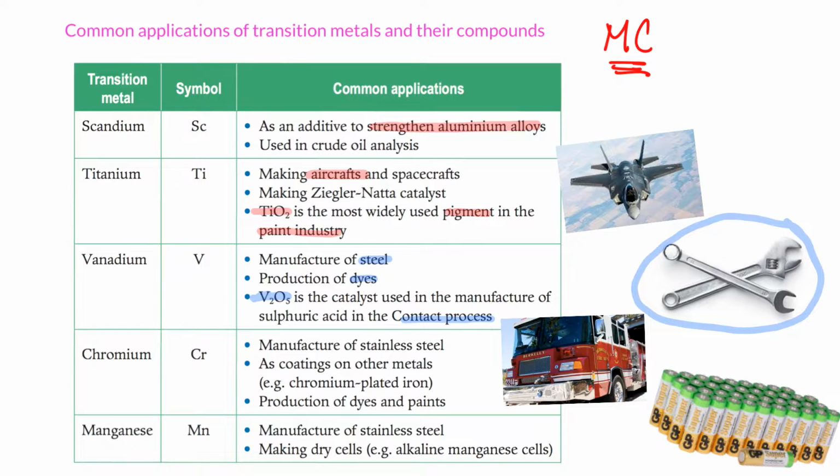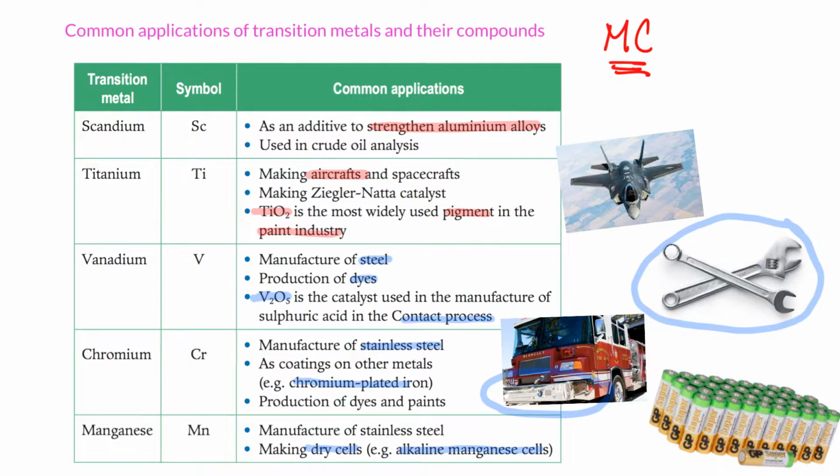Chromium, we did learn that in corrosion resistance of metals. We can use it as chromium plating on the car bumper, very shiny. We also use it to make stainless steel. Manganese, you just remember the dry cell, alkaline manganese cells. So we use manganese right there.